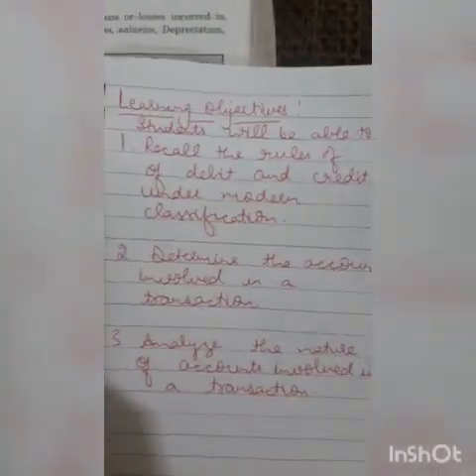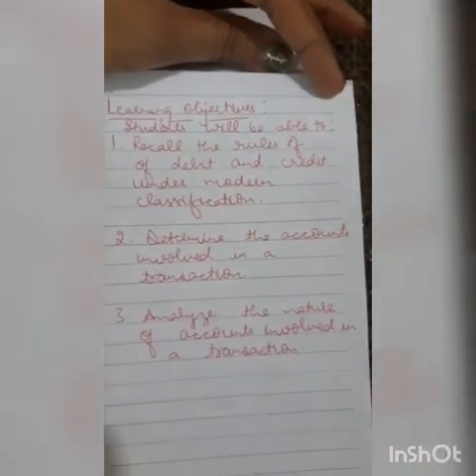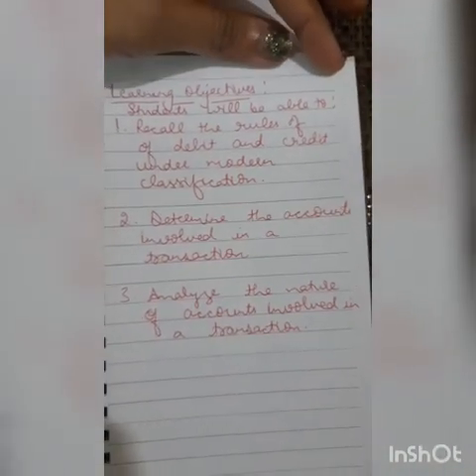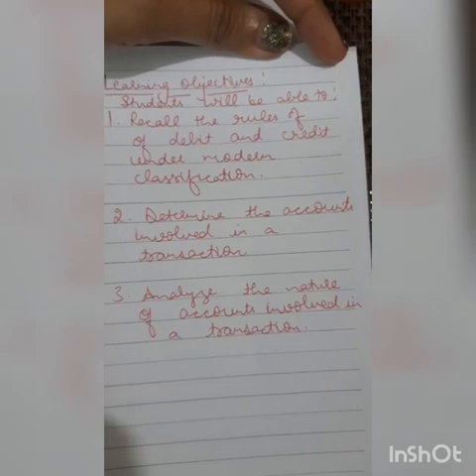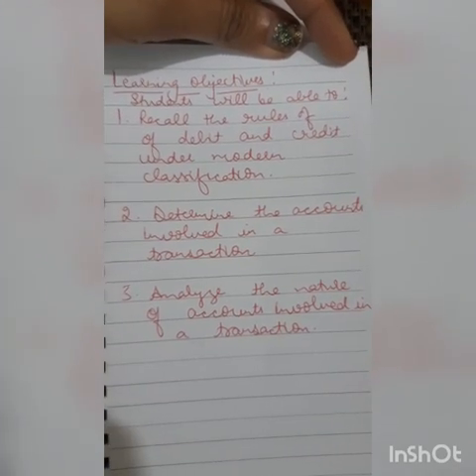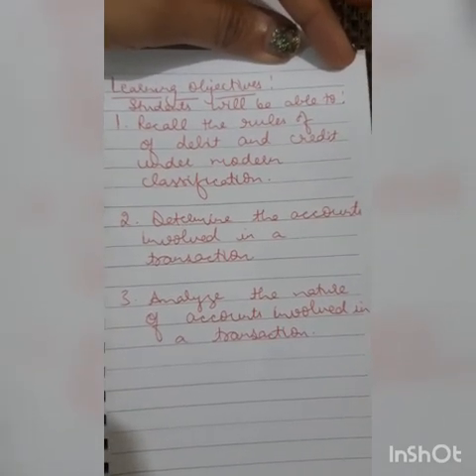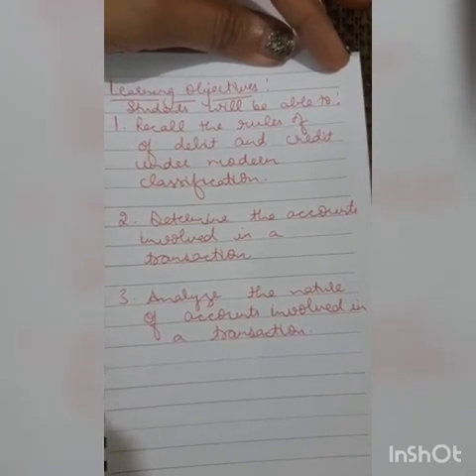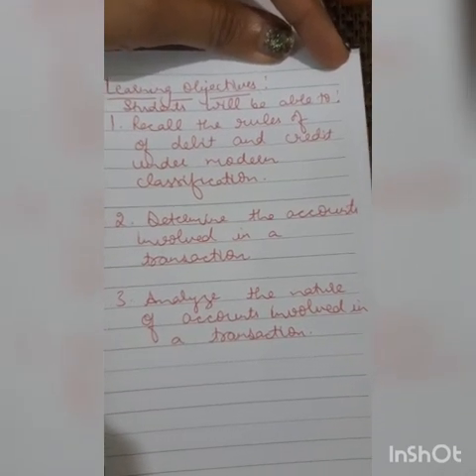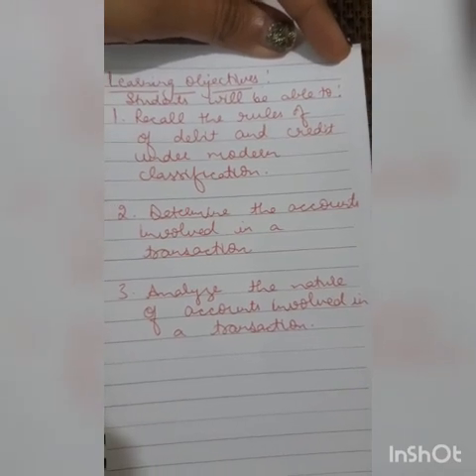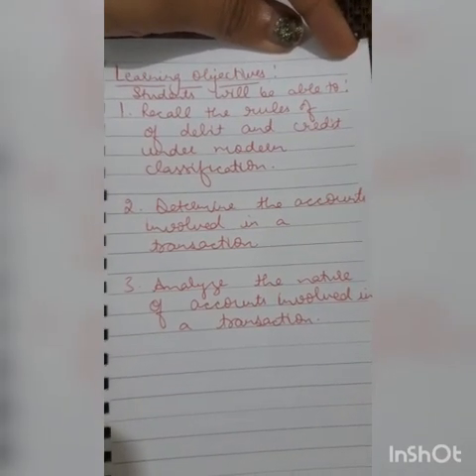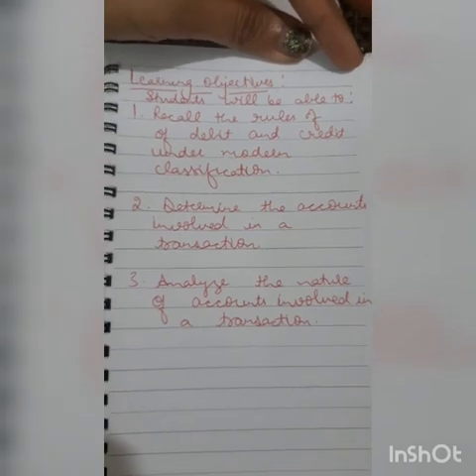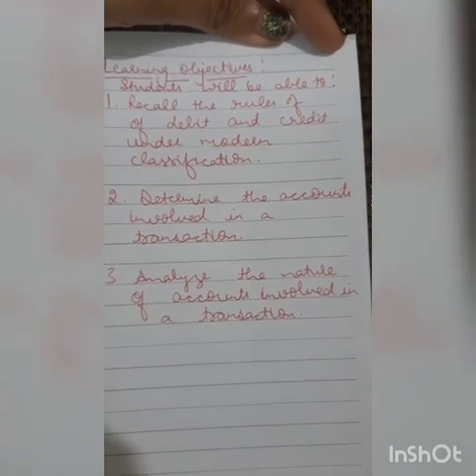So, students, the learning objectives of this topic will be: after studying this topic, you will be able to recall the rules of debit and credit under modern classification. What are the rules for different types of various accounts? Then you will start determining the accounts involved in any transaction. Then you will be able to analyze the nature of accounts involved in a transaction.